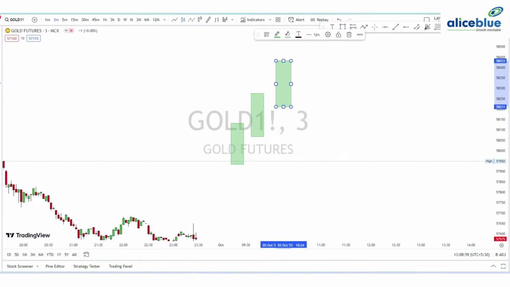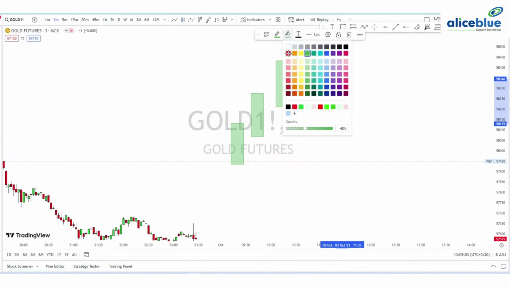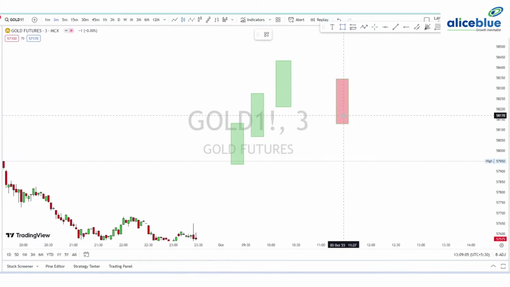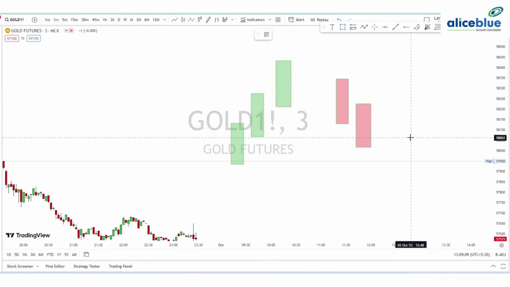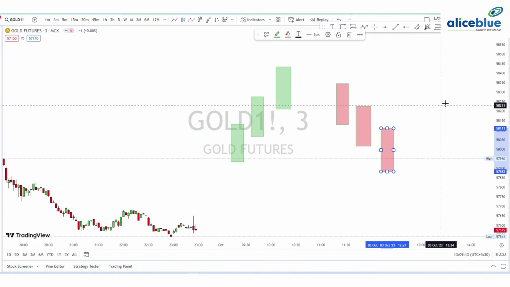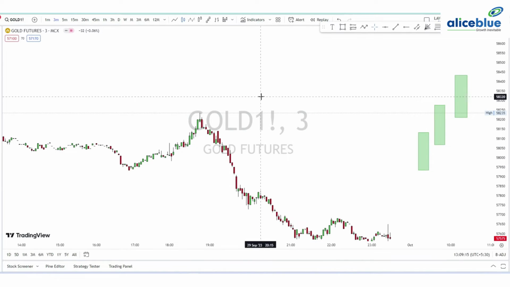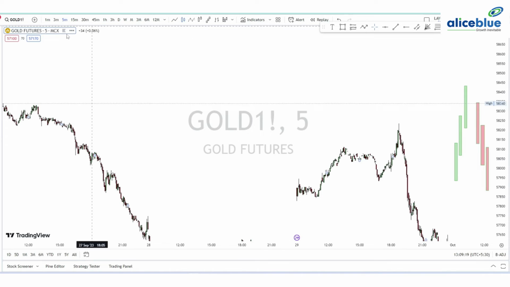And the three black crows candlestick pattern looks like this one. It is three strong bearish candles, and these candles open within the previous candle's body range. This is how the three black crows candlestick pattern looks like. So here we can use some market levels to identify the candles.